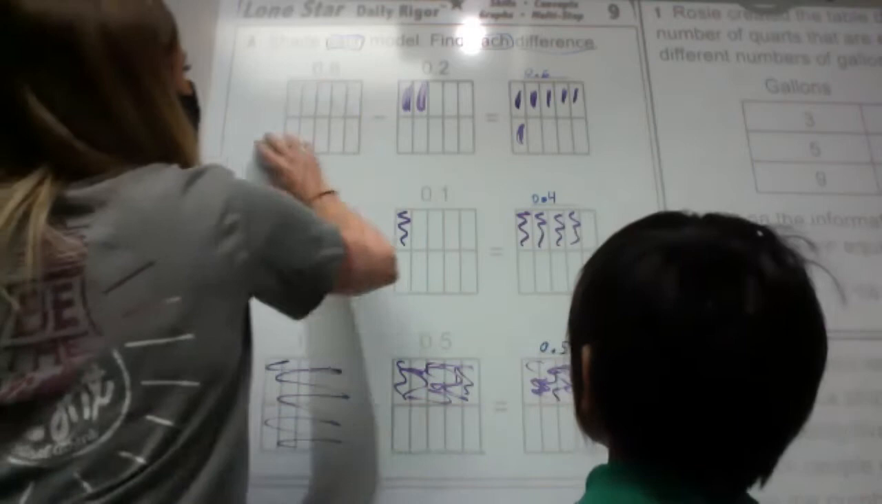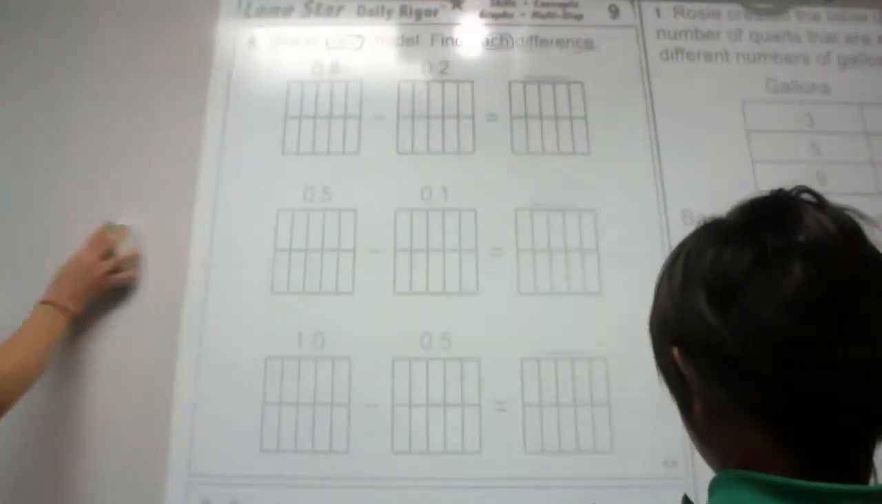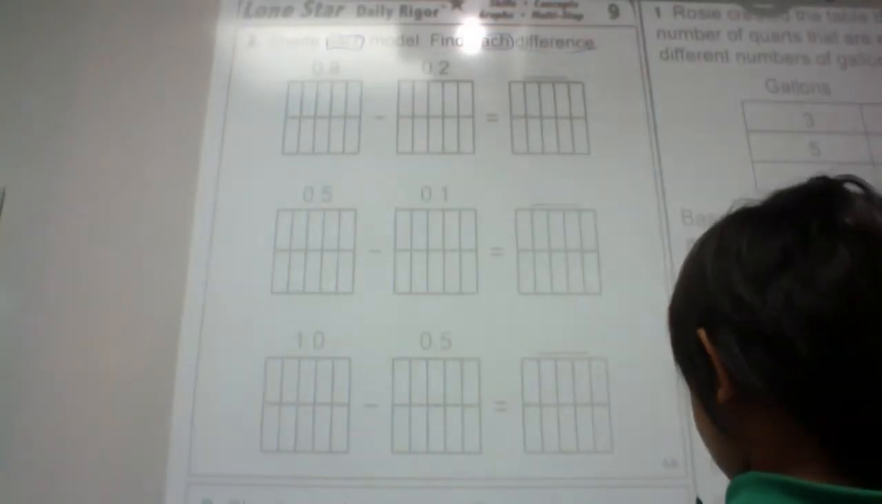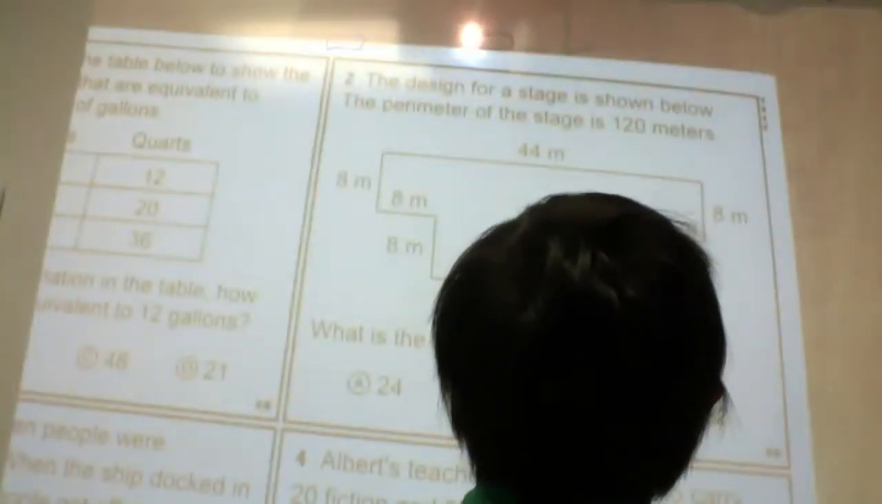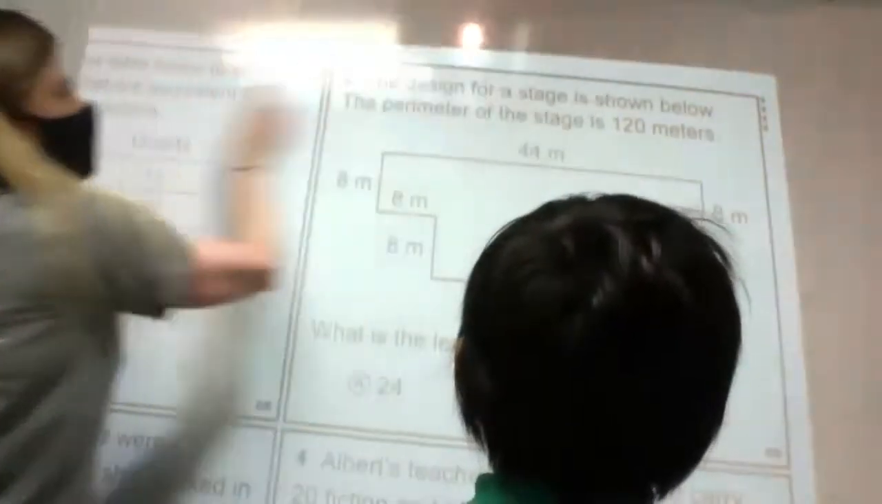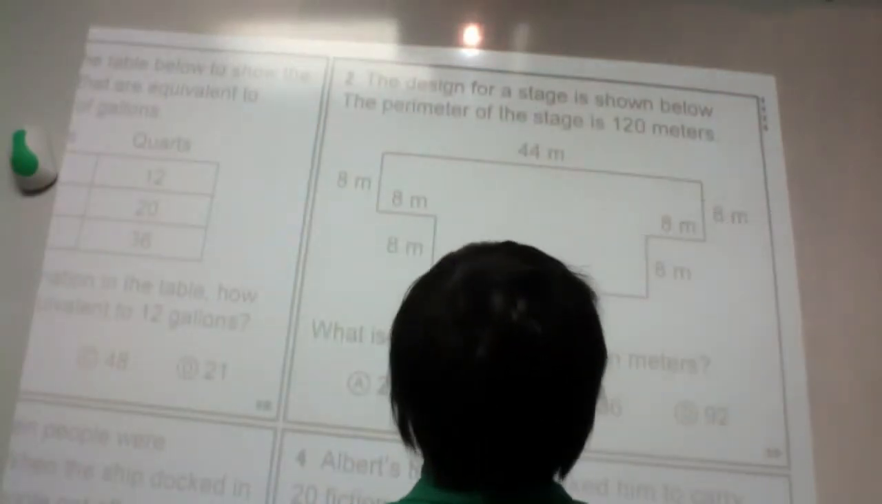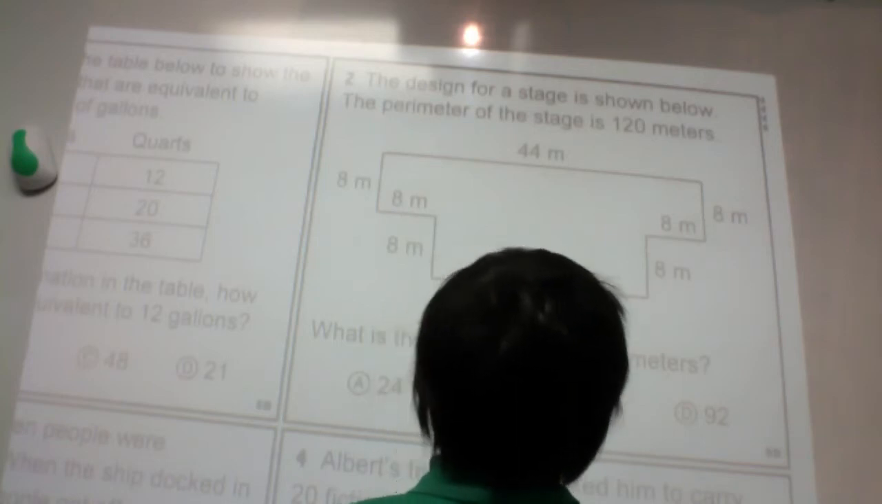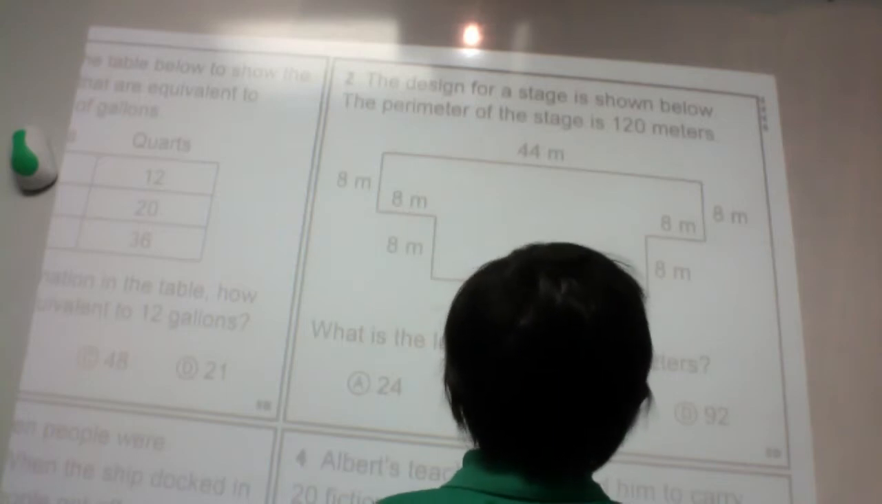Let's have you do number 2. All right, while he starts working, I'll read it for you. Okay? The design for a stage is shown below. The perimeter of the stage is 120 meters. Then it has the shape. It says, what is the length of side R in meters?